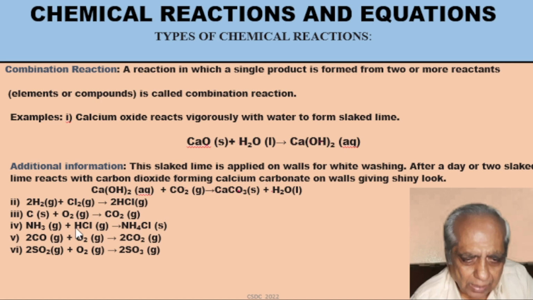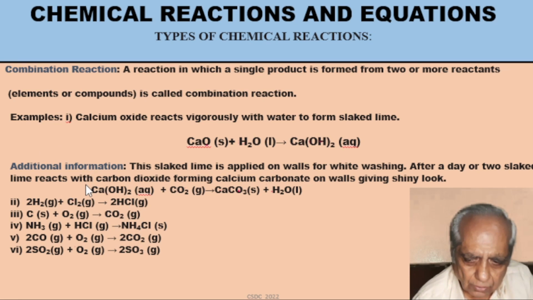Similarly, ammonia and HCl gases, when mixed, will form ammonium chloride, which is solid. Carbon monoxide gas reacts with oxygen and forms carbon dioxide. Sulfur dioxide, when heated with oxygen, will form sulfur trioxide. Tri means 3. So all these examples show that when there are two or more reactants, in this case I have written 2, they can also be 3, to get a single product, these are called combination reactions.